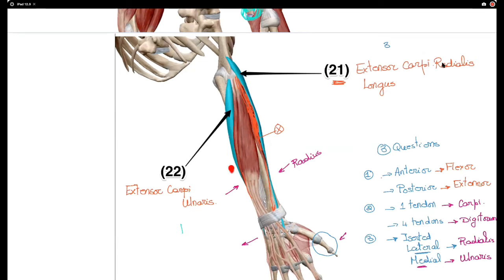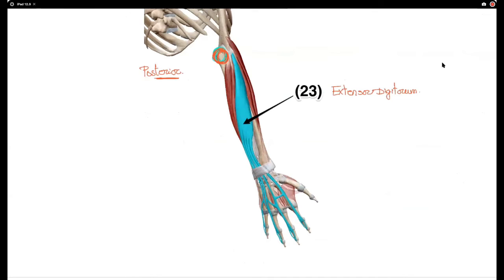You can see here number 22, it was a muscle located in the posterior aspect, so it's an extensor. It has a single tendon, carpi, and its tendon is traveling away from the thumb, so it's going to be ulnaris. Looking here, still the posterior compartment, a muscle with four tendons, so it's going to be an extensor, and it affects the lateral four fingers. It's going to be digitorum.